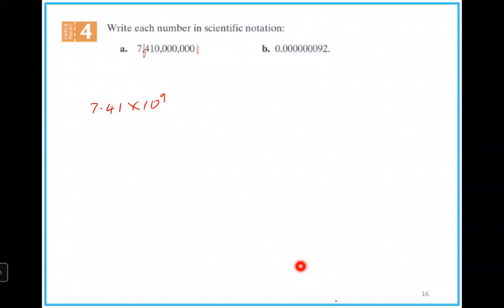Okay, Miss Nan, you with us? Okay, so it's 9.2 multiplied by 10 to the negative 8th power. Okay, let's see. 2, 3, 4, 5, 6, 7, 8. Okay. 9.2 times 10 to the negative 8.